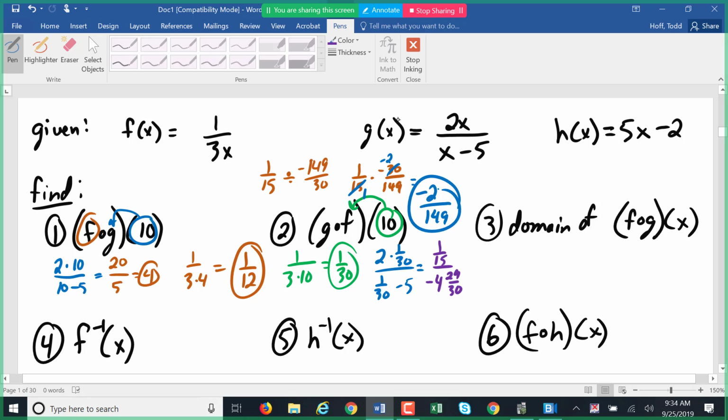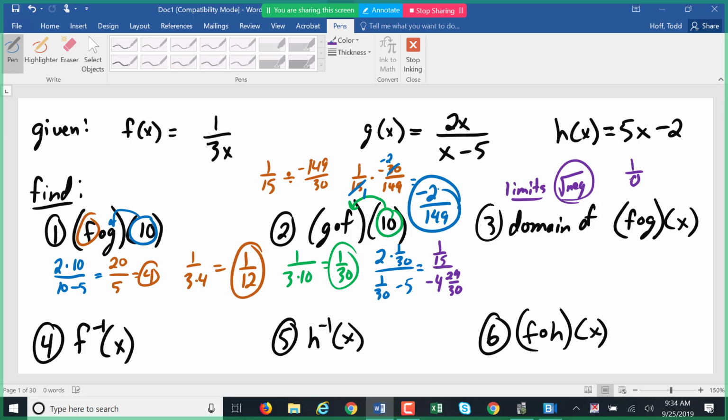Number three, I want you to take a minute and look at it and see what you can come up with. Remember, the domain. There are limits on the domain. One of them is we cannot square root a negative. There's no roots in either of these, so that's not an issue. We cannot divide by 0 or have 0 in the denominator. Both of these functions, f and g, are fractions, so that appears to be what we're going to be working with.